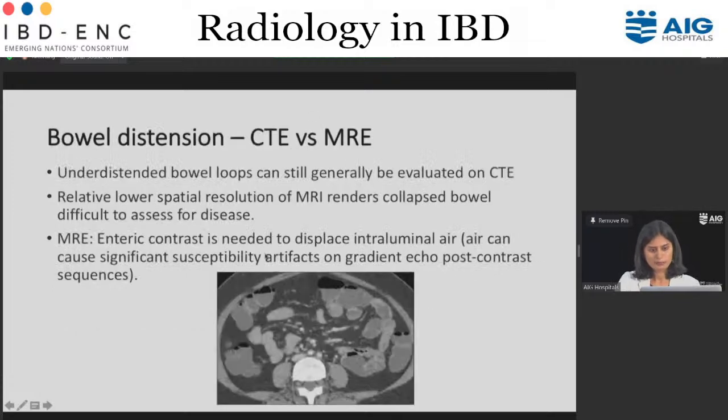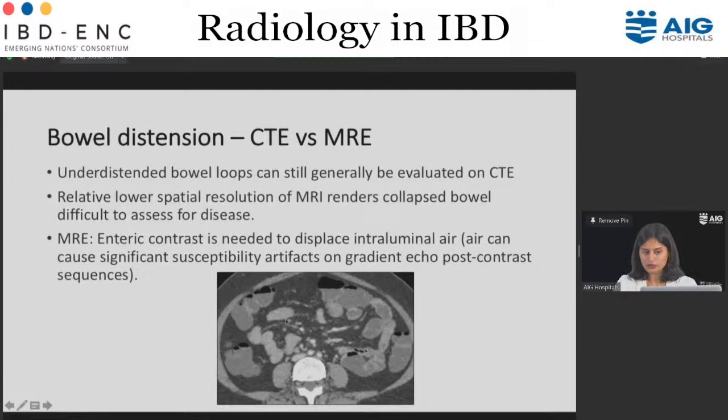So this is an example of a CT enterography study where, as you can see, we could not achieve optimal distension of some of the small bowel loops. However, from this image, it's fairly obvious to anybody who has seen a reasonable number of CT enterographies that despite lack of distension, this bowel is normal. It is not thickened for a collapsed segment. It is not abnormally enhancing, and surrounding fat is absolutely normal.